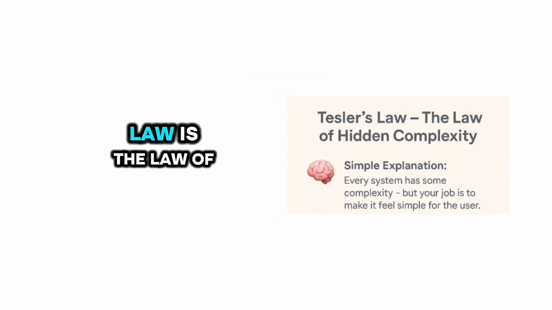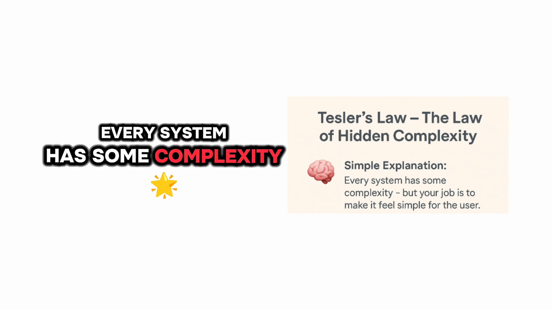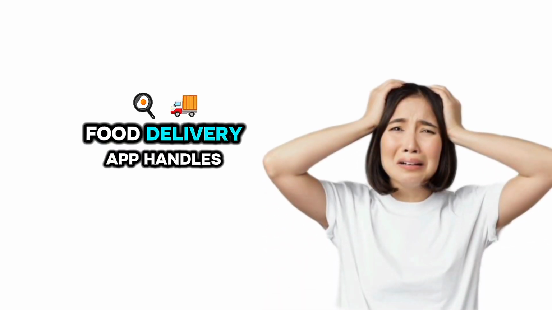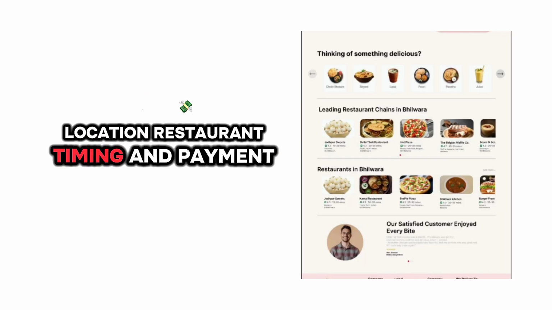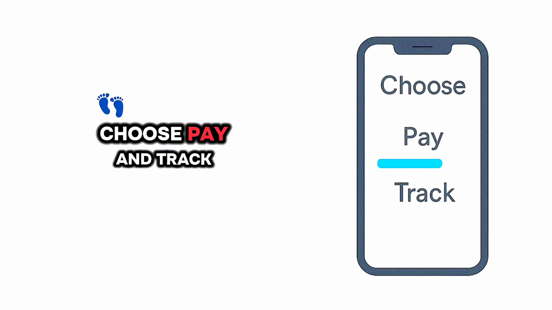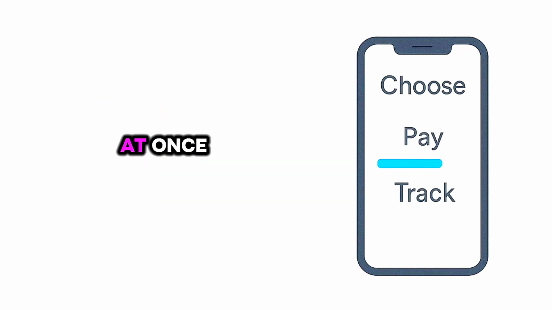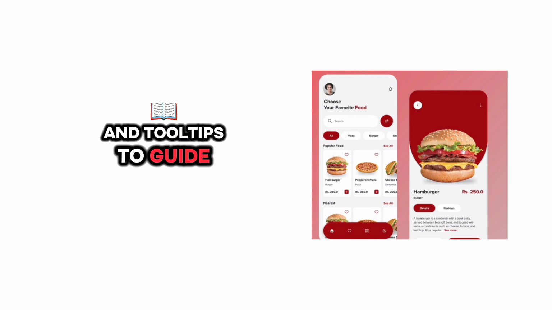The sixth law is the law of hidden complexity. Every system has some complexity. For example, a food delivery app handles a lot in the background: location, restaurant, timing and payment, but the user only sees three simple steps: choose, pay and track. So don't show everything at once. Use clean layouts, progress bars and tooltips to guide users smoothly.